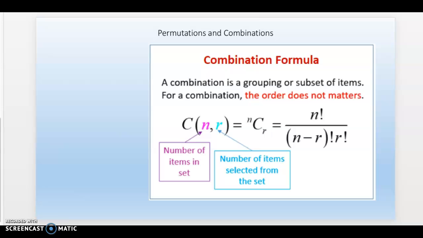Just to summarize, a combination is a grouping or subset of items. For a combination, the order does not matter. This is the number of items in a set. Sometimes I write it like this. And this is the number of items selected for the group. Sometimes I write it like this, nCr. Just remember, the first number is always the bigger number, and the second number is the subset of the first one.